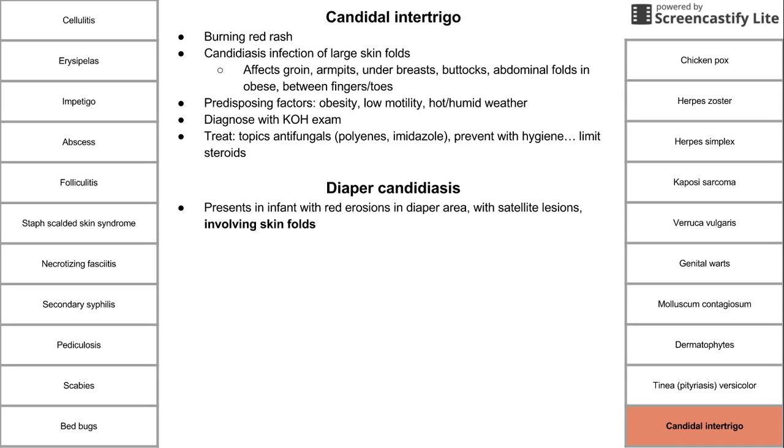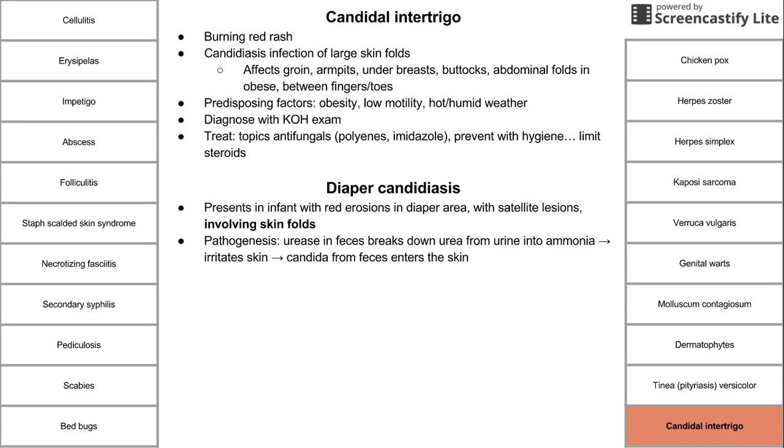You often see satellite lesions in diaper candidiasis because it's caused by candida, a fungus that can kind of spread out to other areas from the diaper area. This involves the skin folds, and it's important to note that it involves the skin folds because that helps you differentiate it from contact dermatitis or diaper dermatitis.